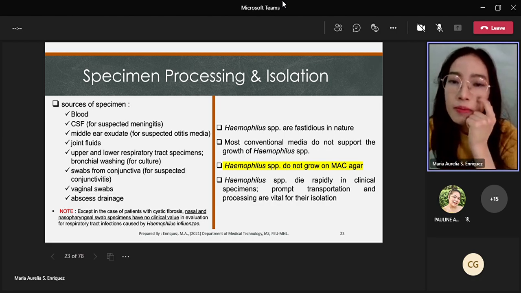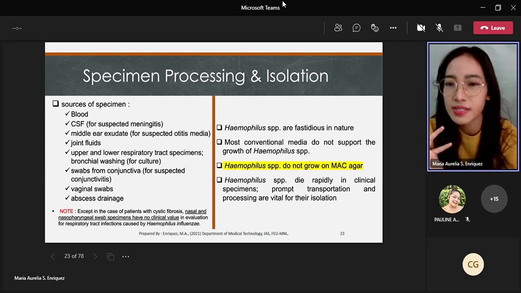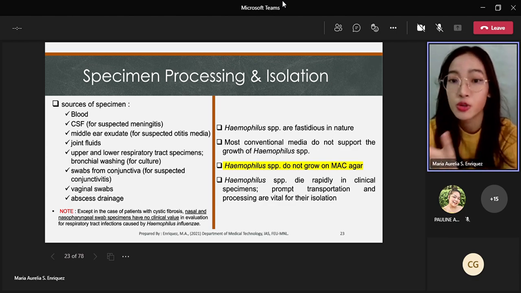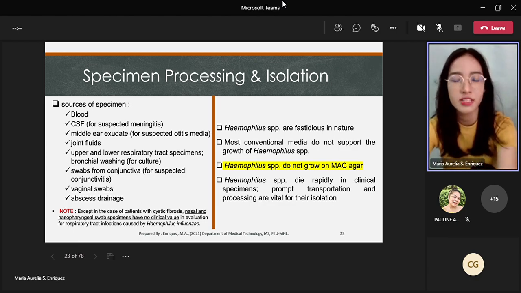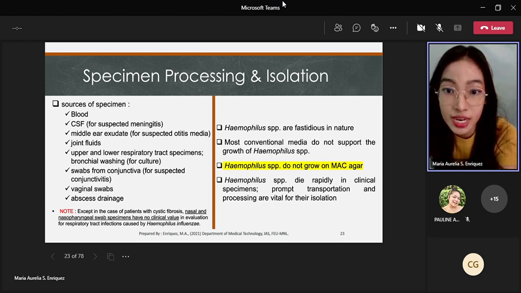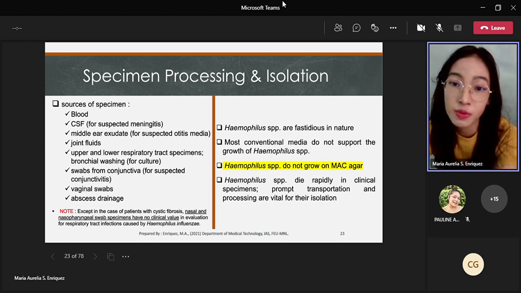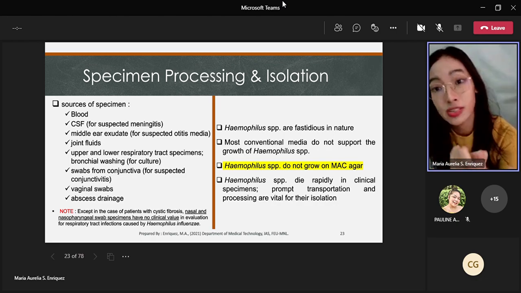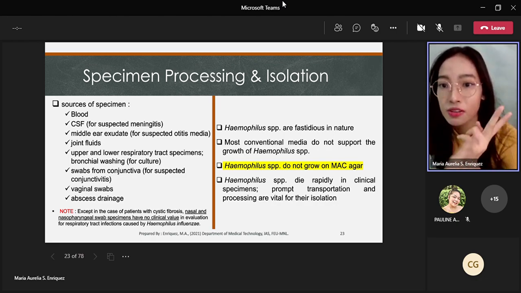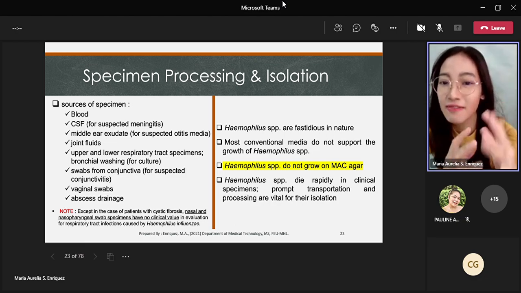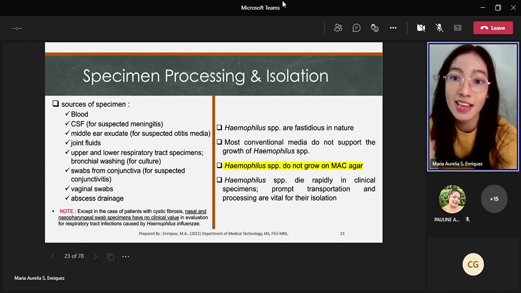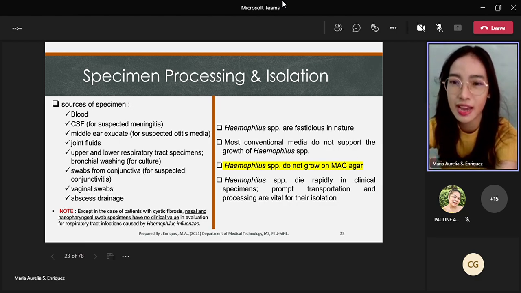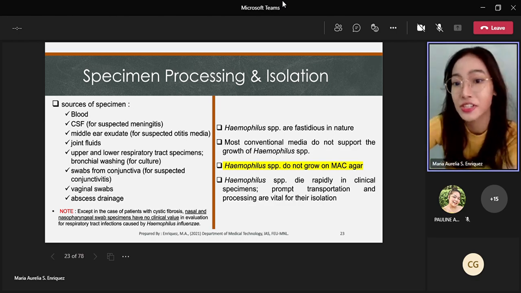Right? So it is important to remember that Haemophilus species are fastidious, meaning they require additional growth factors for us to successfully recover them from clinical specimens. So most routine culture media do not support the growth of Haemophilus species. Hence, they will not grow on MacConkey agar. Okay? And nabanggit na rin natin kanina, most likely hindi sila mag-grow on BAP. So they will also die rapidly if not transported properly or processed immediately. So katulad din ng Neisseria species, they are very susceptible to drying and other harsh environmental conditions.